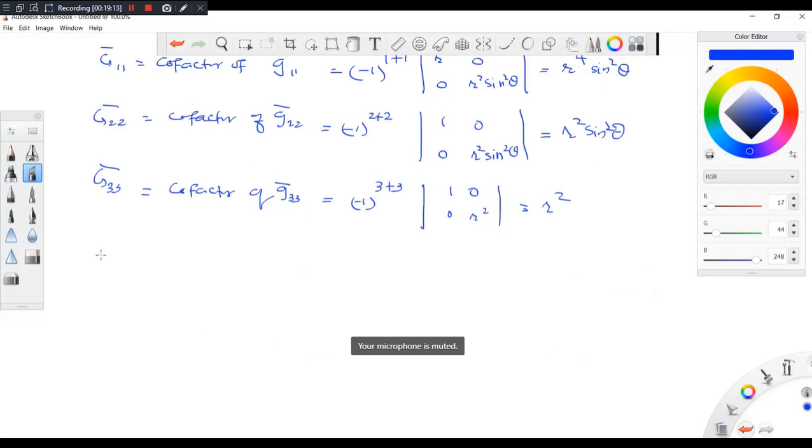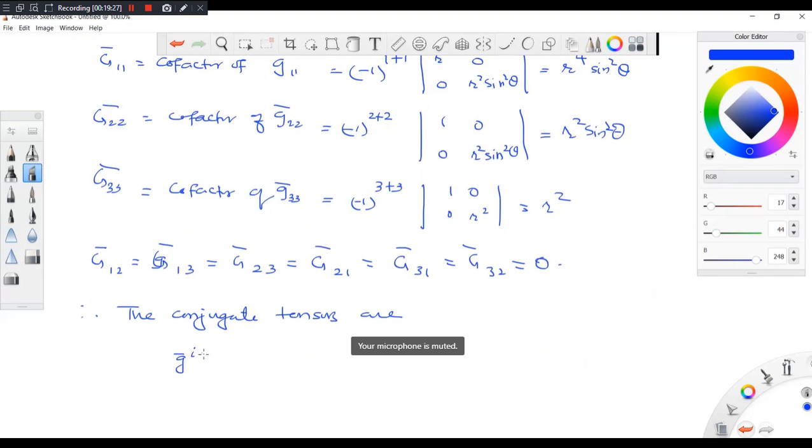So what are the conjugate tensors? Therefore, the conjugate tensors are G bar ij equal to cofactor of Gij divided by G bar. Okay, so that means G bar ij by G bar. That's the formula.